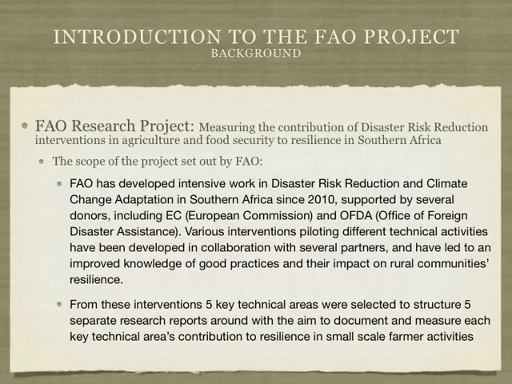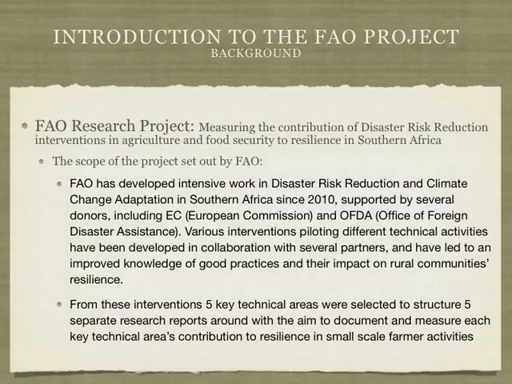Okay, so what is the research project about? What was the mandate that was given to us to do research on? The project's title is Measuring the Contribution of Disaster Risk Reduction Interventions in Agriculture and Food Security to Resilience in Southern Africa. Okay? So what they were trying to do is identify certain disaster risk reduction techniques that they themselves have been involved in. And they asked us to look at how do they contribute to resilience in the general sense.